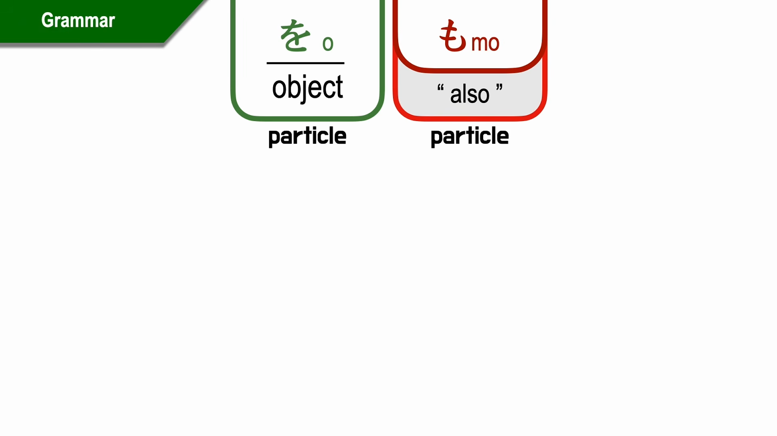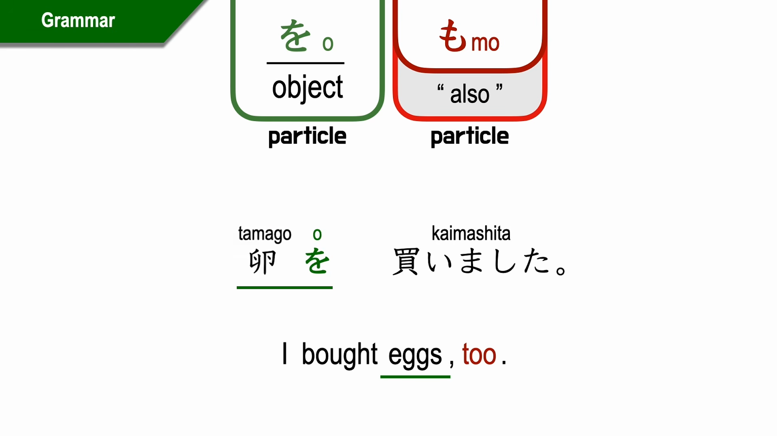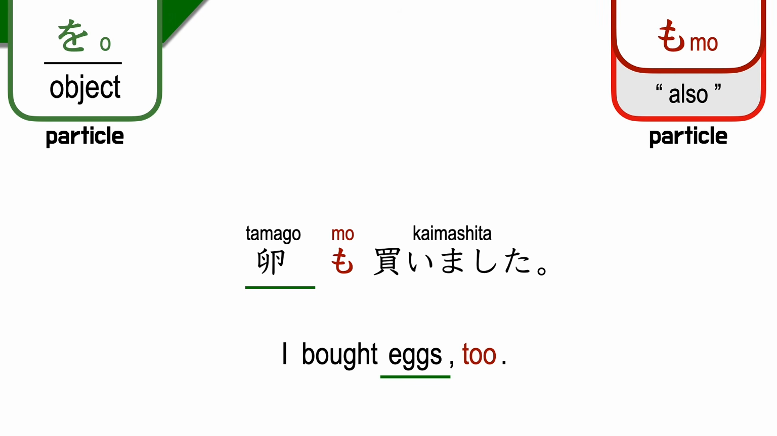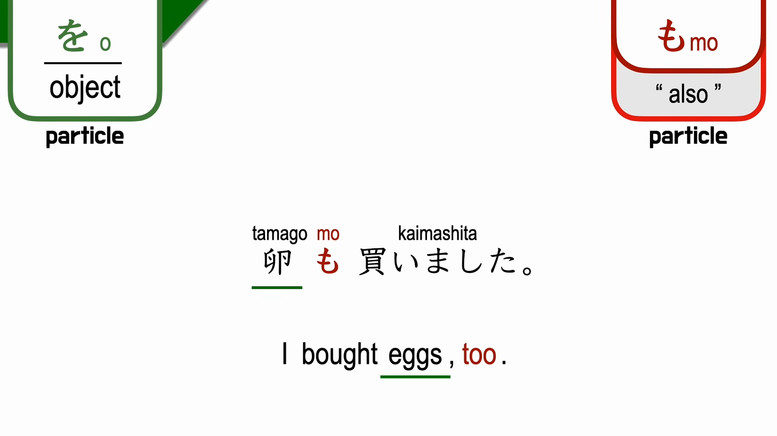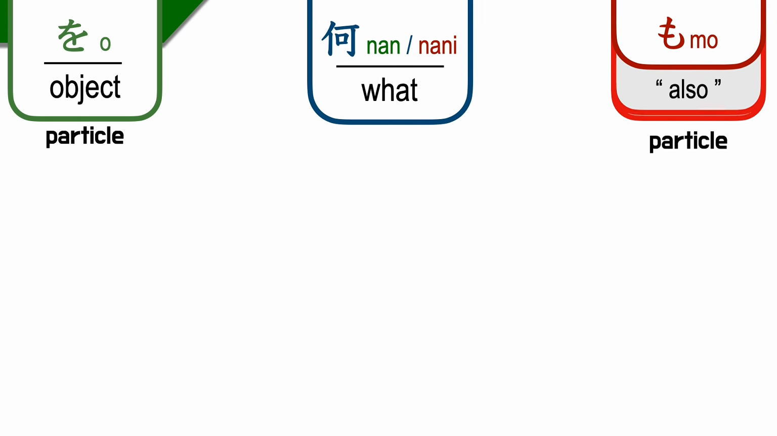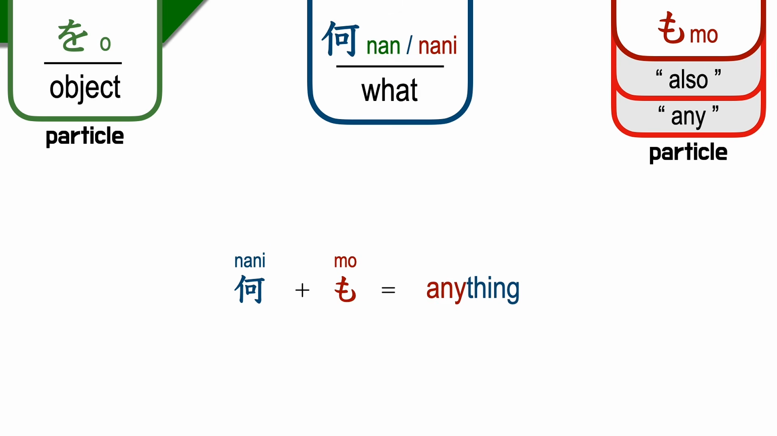も particle is used to express also. I bought bread is パンを買いました。I bought eggs too is, do not say 卵をも買いました。Because を and も cannot be used together. So it should be 卵も買いました。And when も is used with the question word 何, も means any. 何も means anything and is always used in negative sentences.